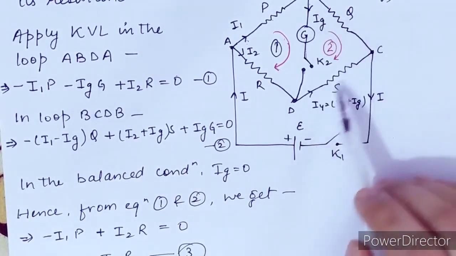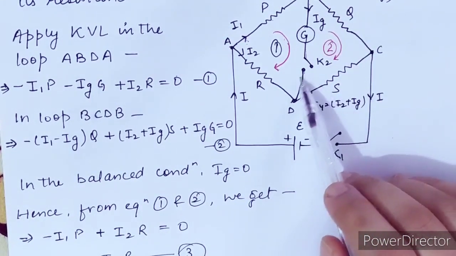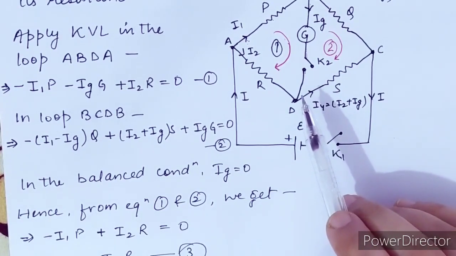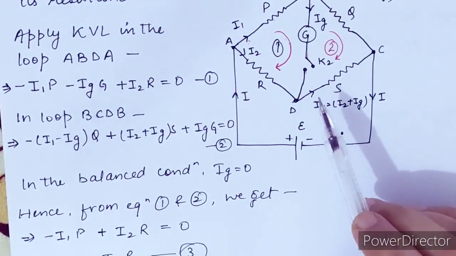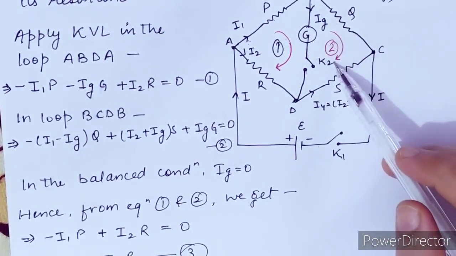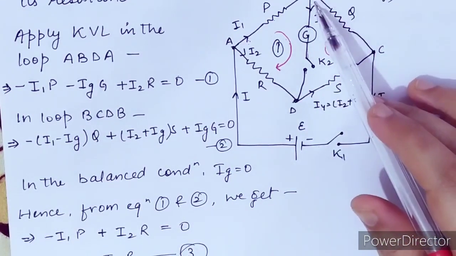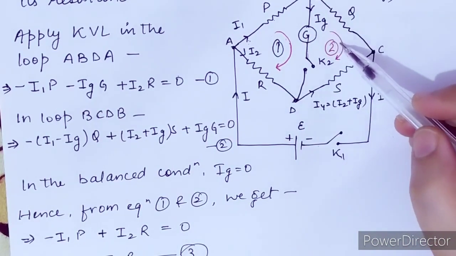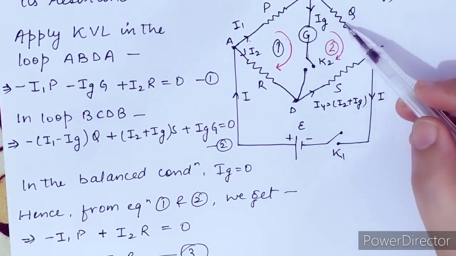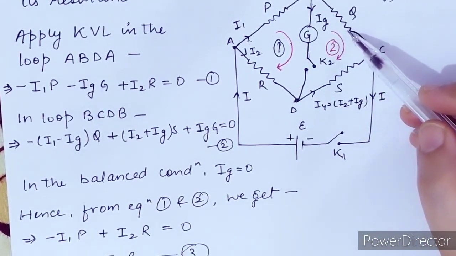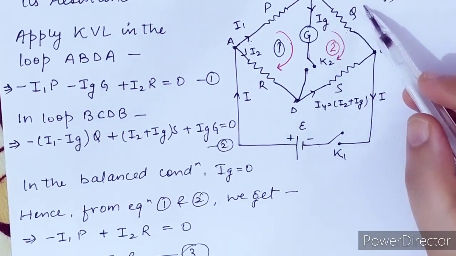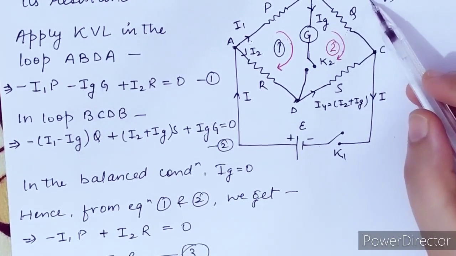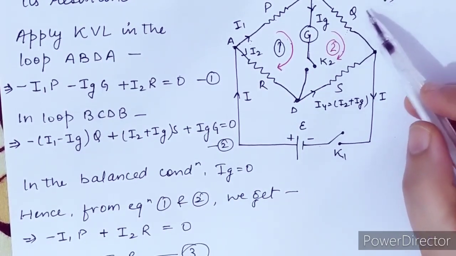Remember, when you are applying this, the key is closed. Otherwise it will be an open circuit and KVL will not be applied in an open circuit. Now loop 2, B, C, D, B. The direction of the current and the direction of the loop are in the same way, so the value will be minus I3. I3 has the value I1 minus Ig. So minus (I1 minus Ig) into Q.